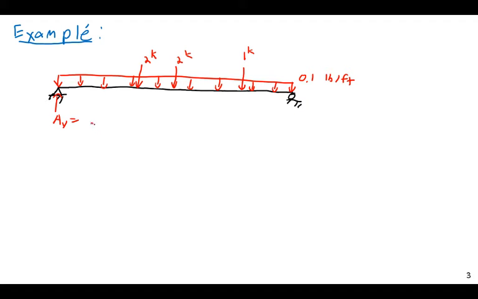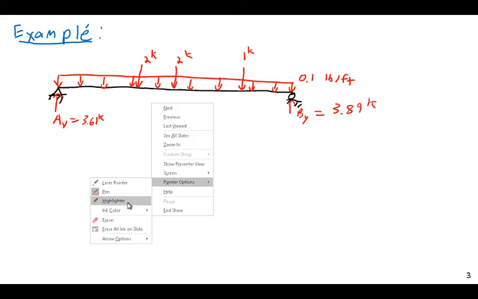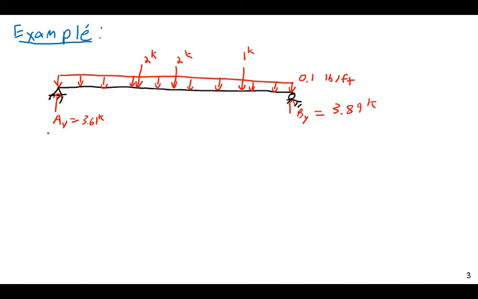AY is 3.61 kips, and BY is 3.89 kips. Okay, now let me list the dimensions, then we can actually get started on solving this. And the dimensions are going to be 10 feet, 2 feet, 10 feet, and 3 feet.